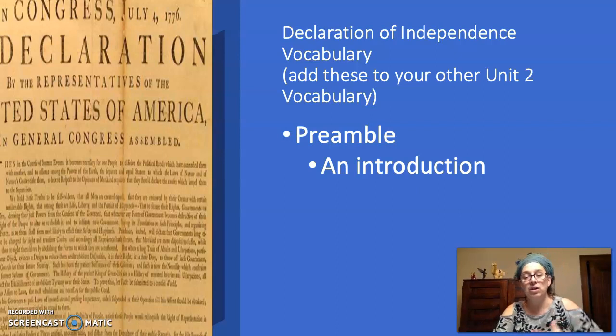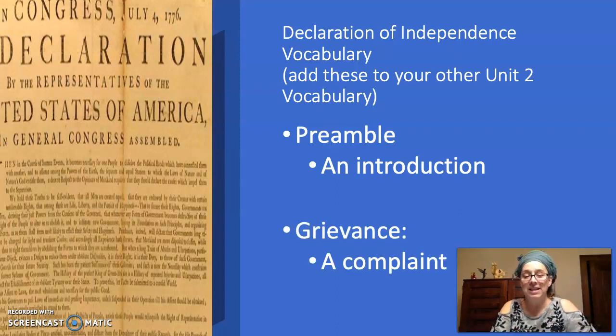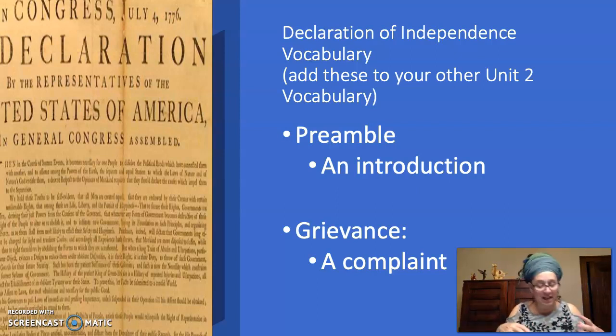The next word is grievance. Then, in the Declaration of Independence, they go on to say, okay, we believe people should have rights, and we see a whole lot of things going wrong right now with our colonial power here in the colony. So then they list their complaints, their grievances, and we're going to go through that at the end of this PowerPoint. So a grievance is a complaint.